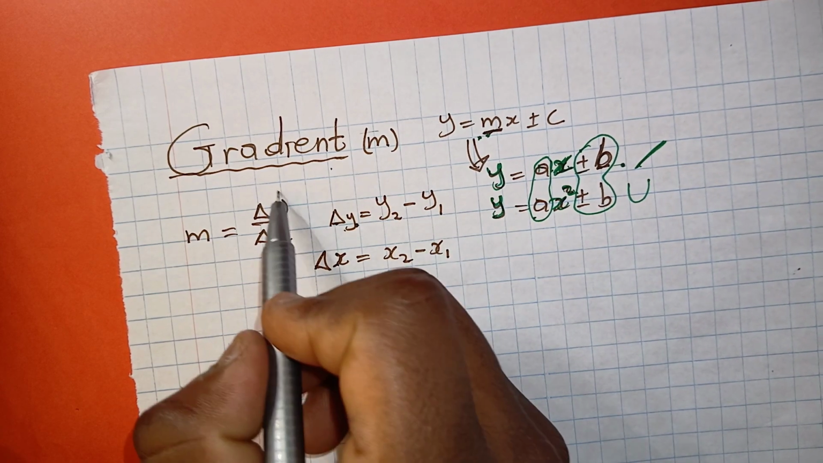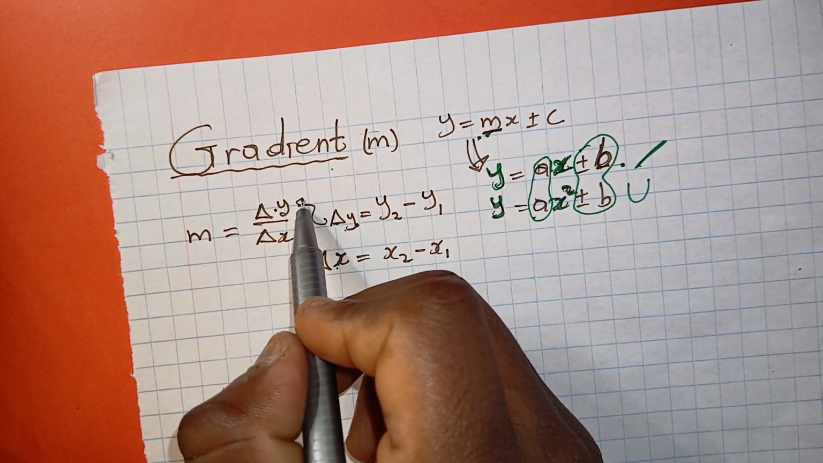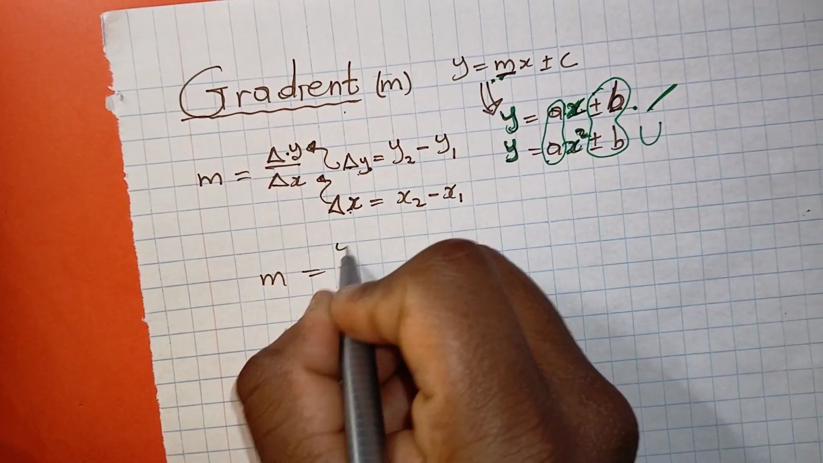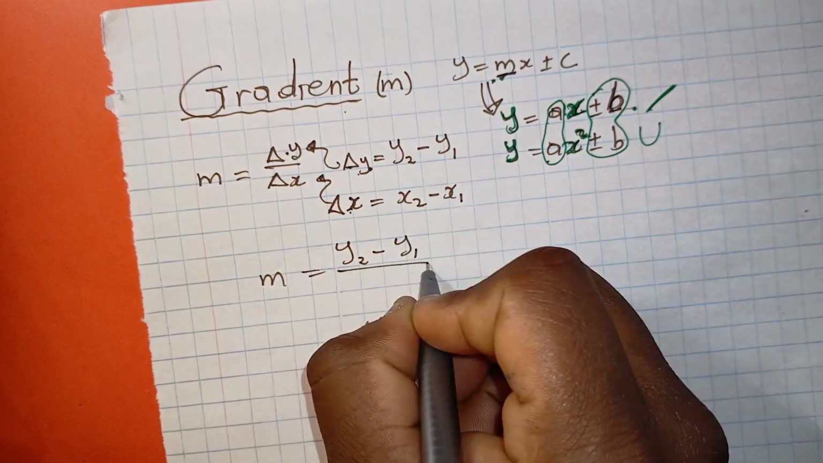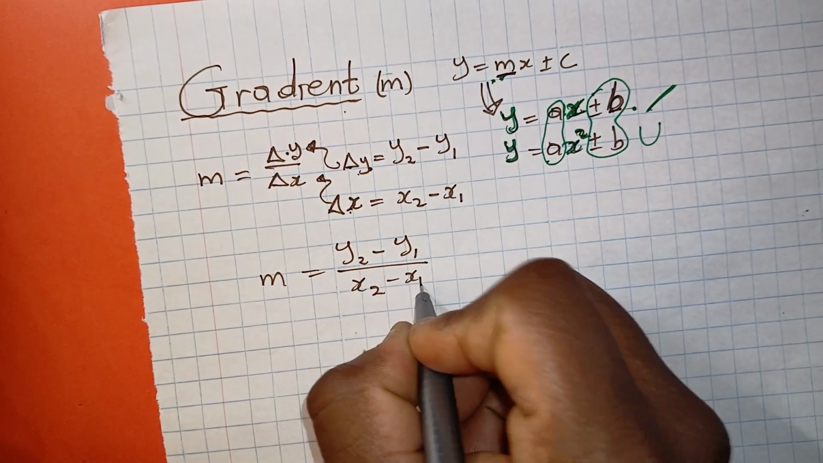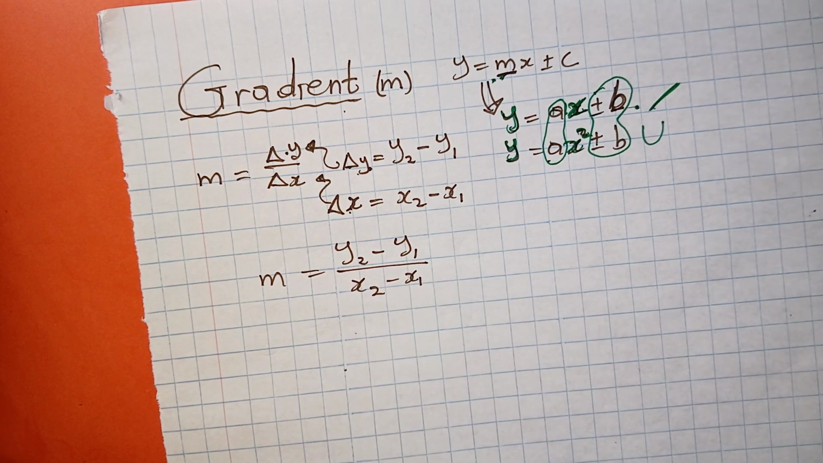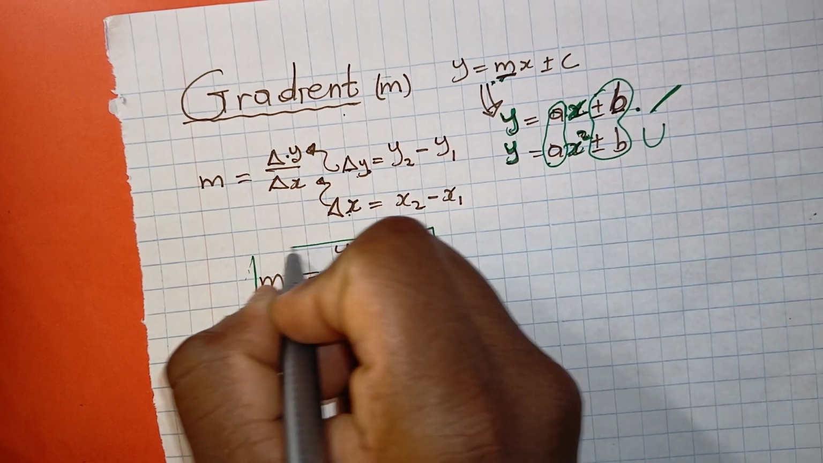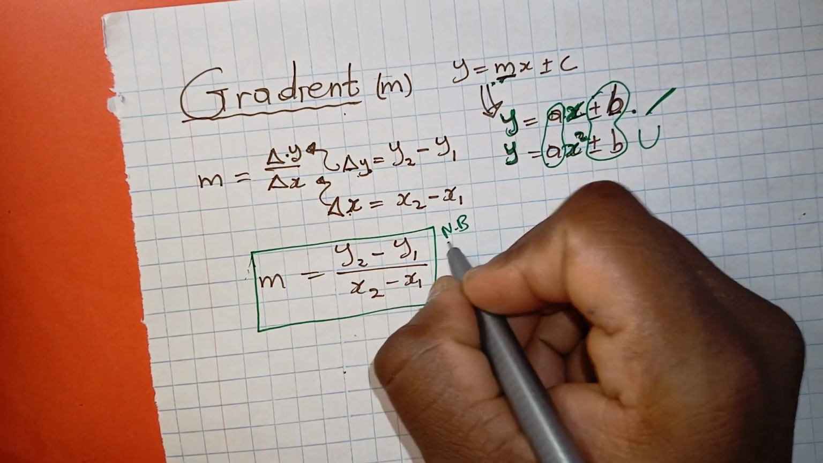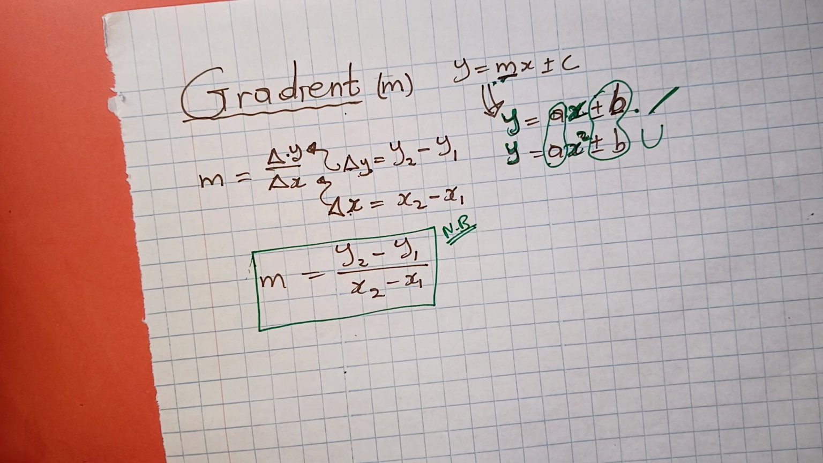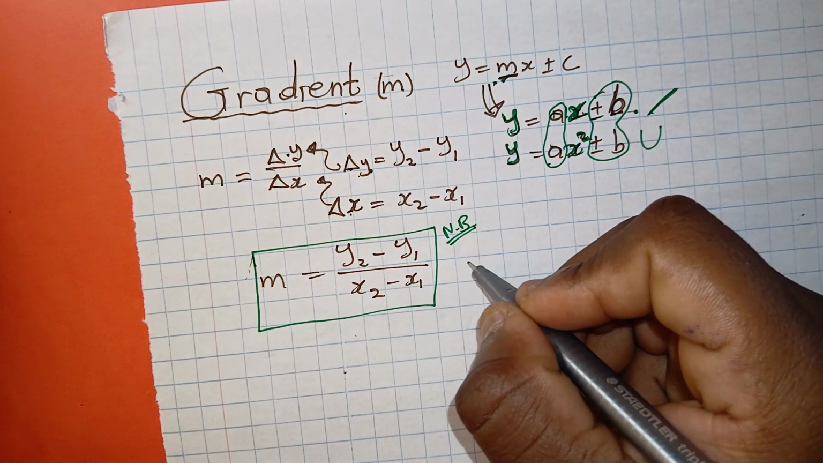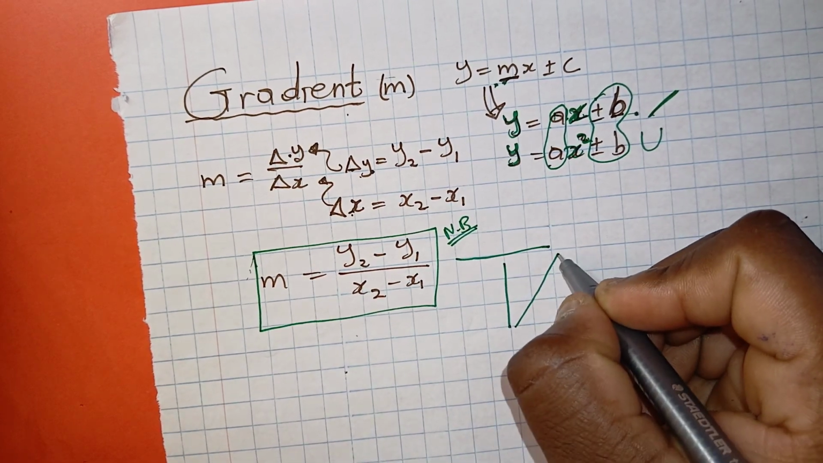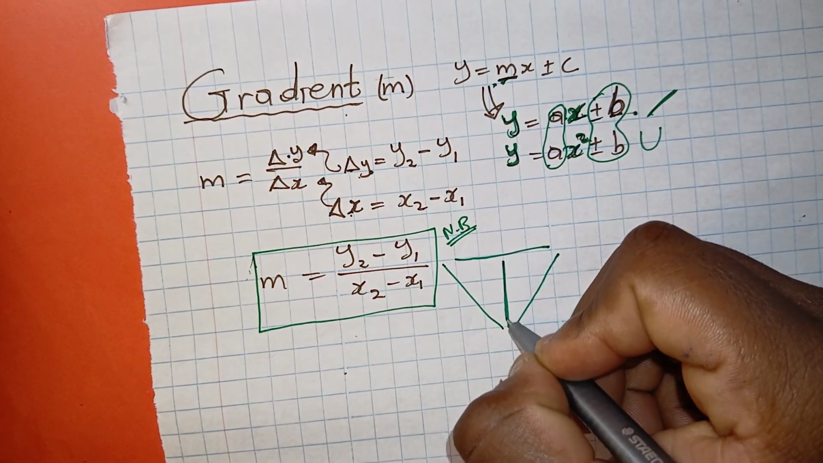When I substitute these in, the equation becomes the change in y over the change in x. What I want you to recognize is that this is the equation we use to get a gradient. And you don't just apply this equation anywhere. You only apply it to a straight line, which is in this form, or this form, or that form, or this form. Do you see?